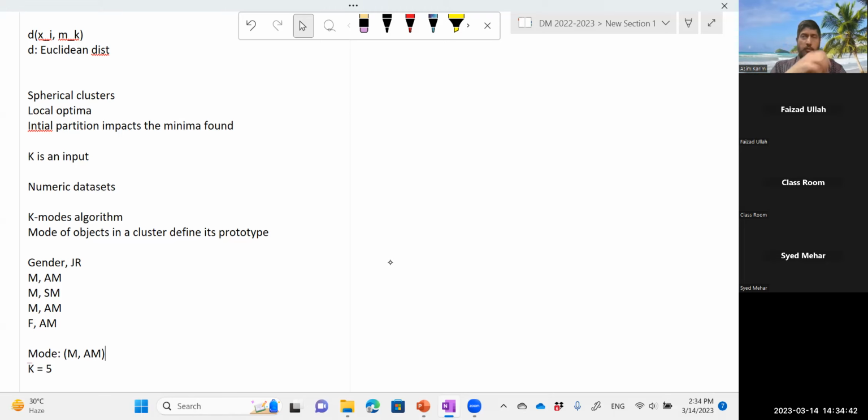Okay. So this algorithm, as I said, is called the K-modes algorithm. The process is exactly the same, only the prototype is now defined as the mode. And we can compute the mode for categorical attributes as well. As I said, you can also compute the mode for numeric attributes, but we don't use this for numeric attributes. We only use it for categorical attributes. Okay?